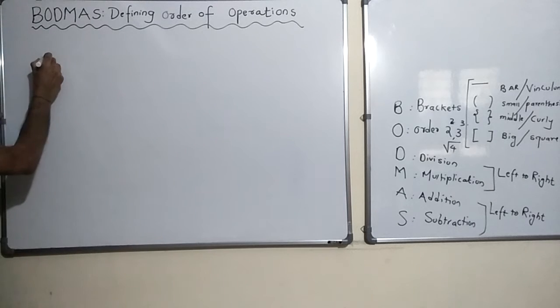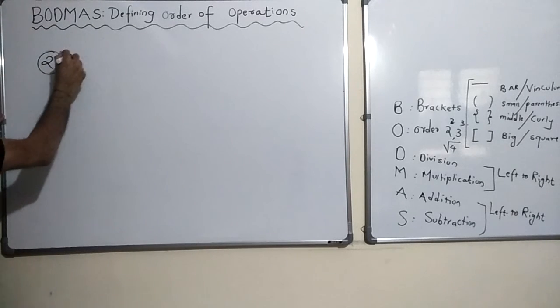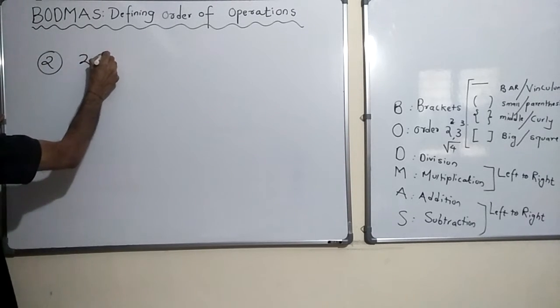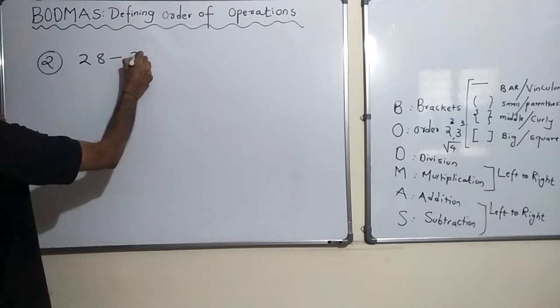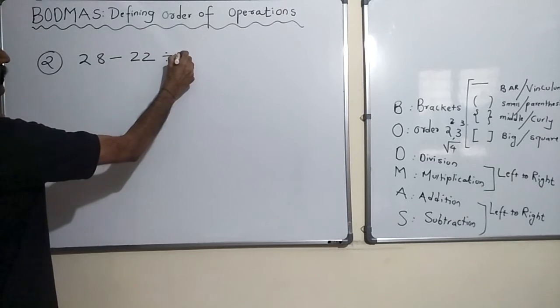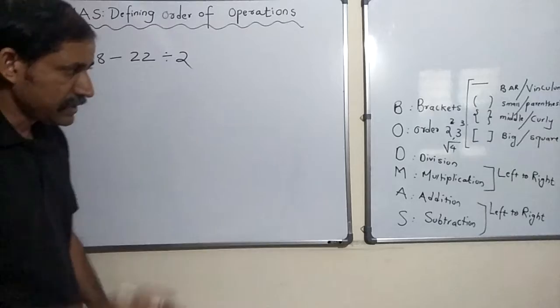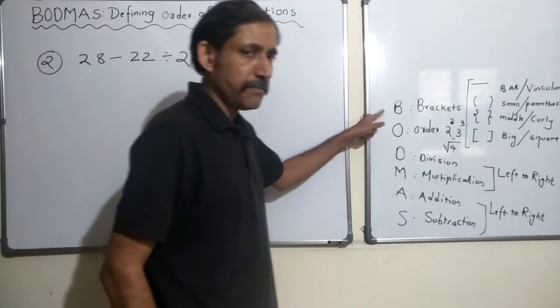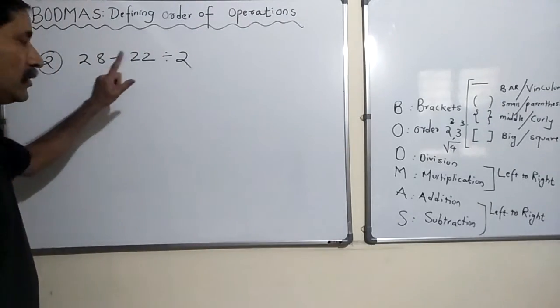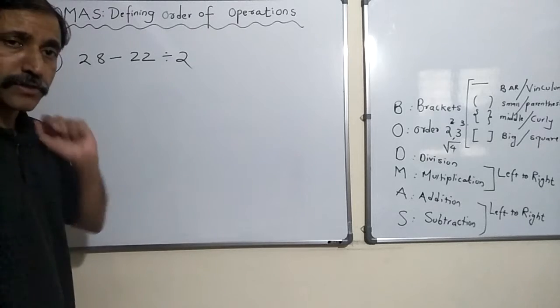Okay. So the second problem is 28 minus 22 divided by 2. Now let's look at the BODMAS rule. Are there any brackets in this? No brackets, no raised to, so order is also not there.